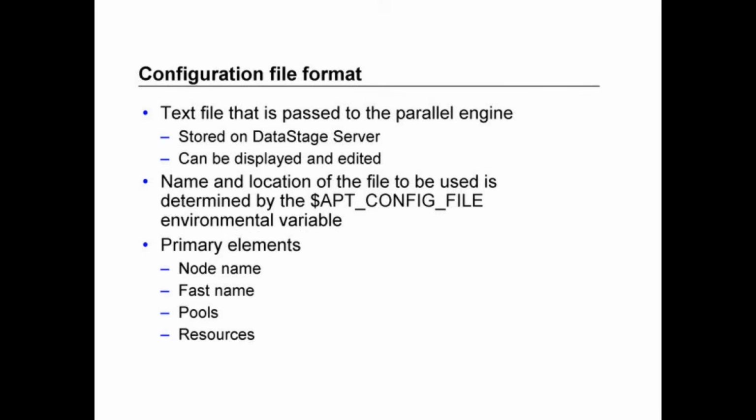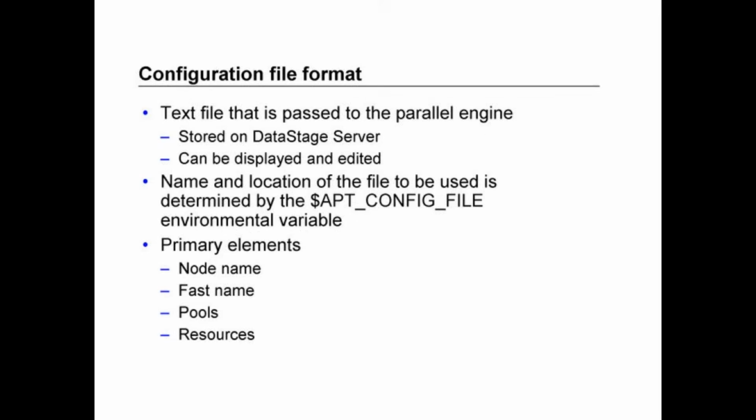Even for the same job, I can update the configuration file. So when I want to override that default.apt file and define another configuration file, then I have to use this environment variable, APT_CONFIG_FILE, included in my job parameters, and I can point it to the configuration file that I want to use for that job. So this property can be overridden at the job level itself.